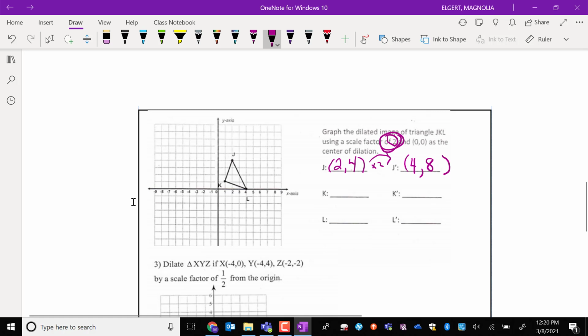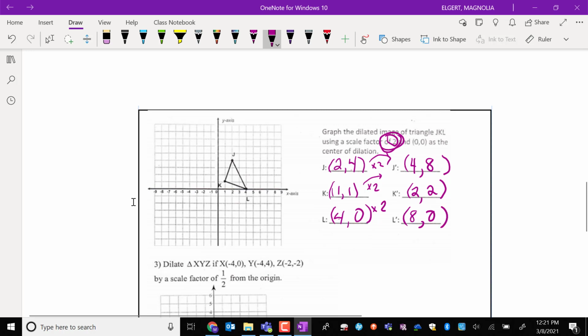And then we could do K. K's point looks like it's at 1, 1. And what are we going to multiply by? We're going to multiply by 2. So 1 times 2 is 2. And 1 times 2 is also 2. So K prime is going to be 2, 2. And then L. L is at 4, 0. And we need to dilate it, enlarge it by 2. So I'd have 4 times 2 is 8. 0 times 2 is 0. So L prime is at 8, 0.